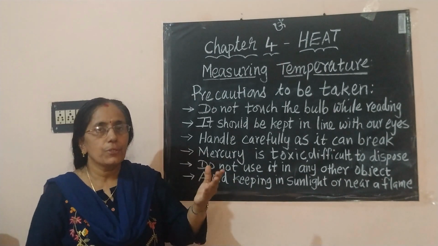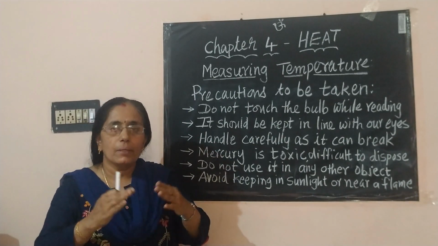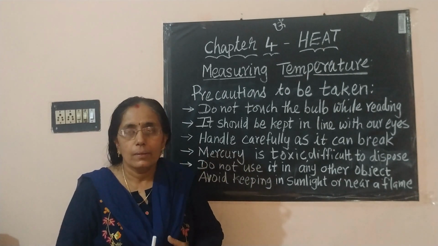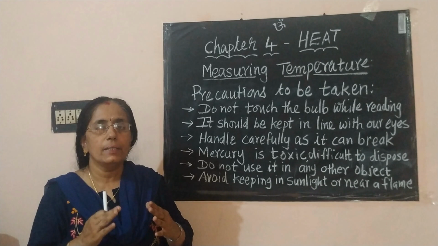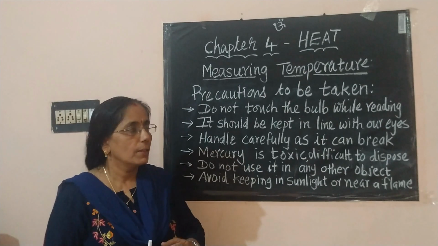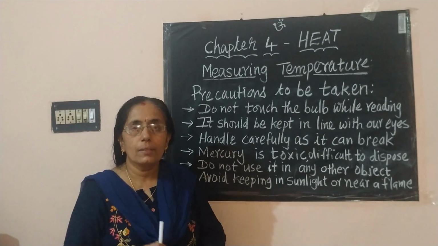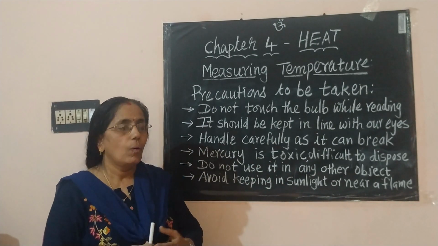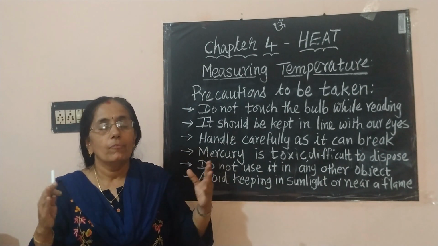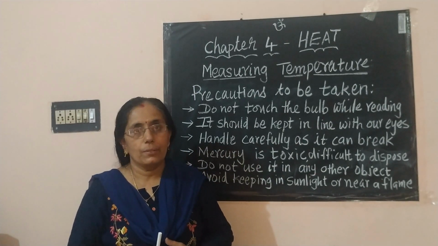If we use it to measure the temperature of boiling water or any other hot object, immediately the mercury will expand very fast and it can break. It can cause an accident. Therefore, never use a clinical thermometer to measure the temperature of any other hot object. Then, the last one, avoid keeping a thermometer in direct sunlight or near a flame. Again, the reason is mercury will expand very fast and it can break the thermometer, causing an accident.